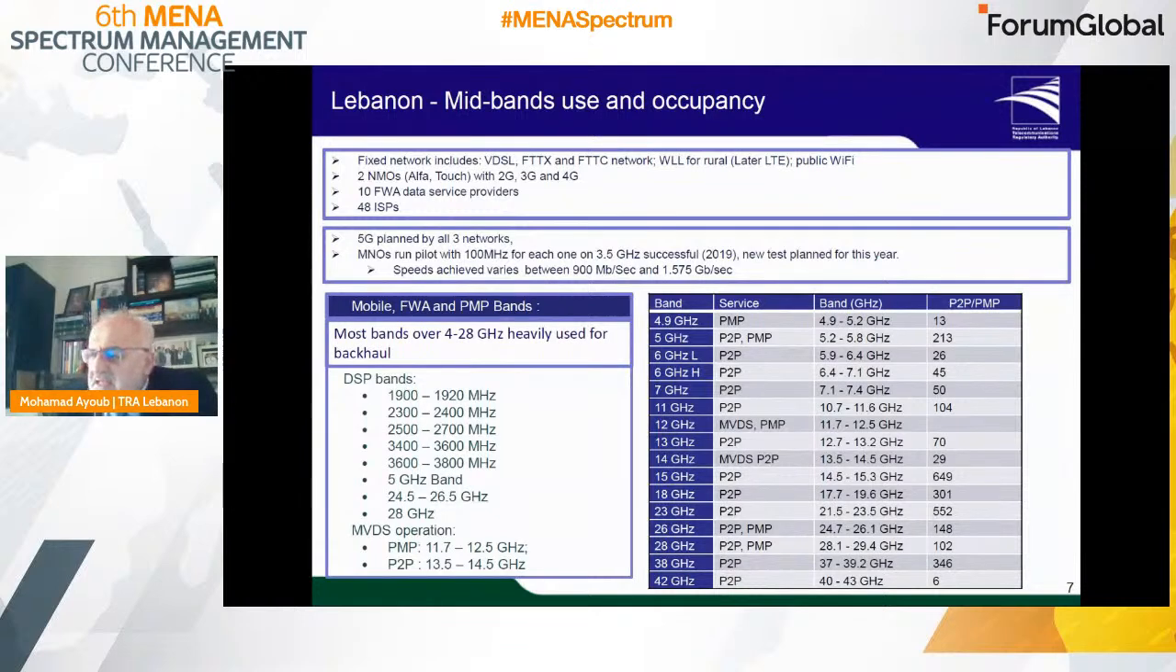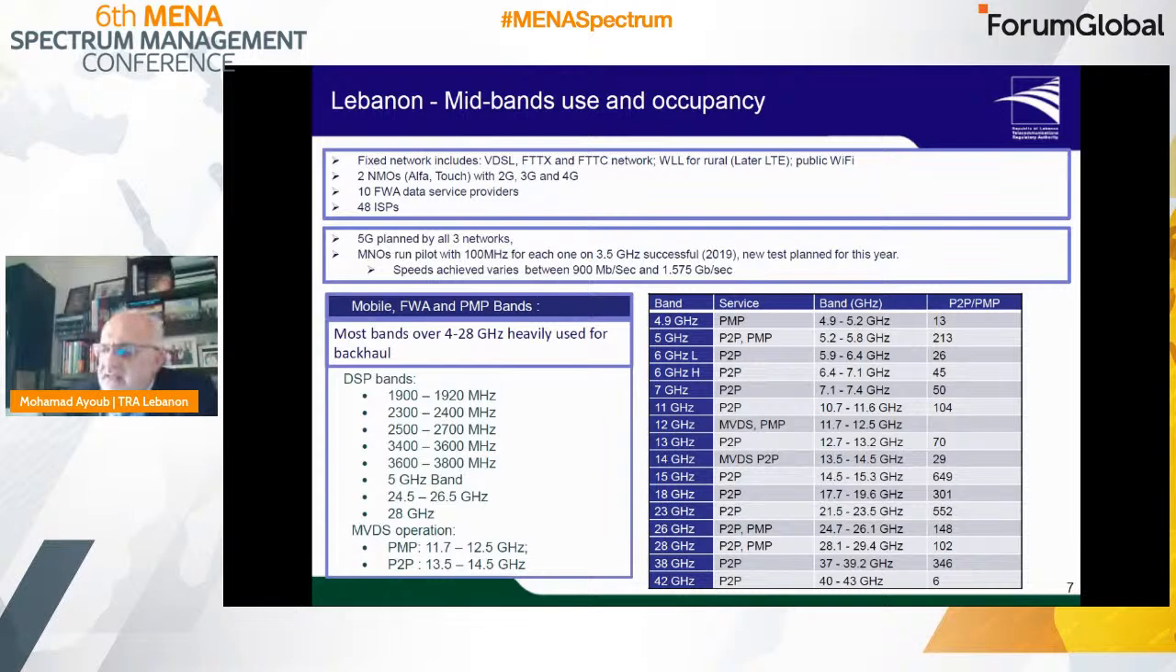Now I'll talk a little bit about the situation in Lebanon. In this slide you will see the occupancy and the situation in Lebanon. This will summarize: in Lebanon, we have 3 networks, 1 fixed and 2 mobile networks, 10 fixed wireless access data service providers, and 48 internet service providers.